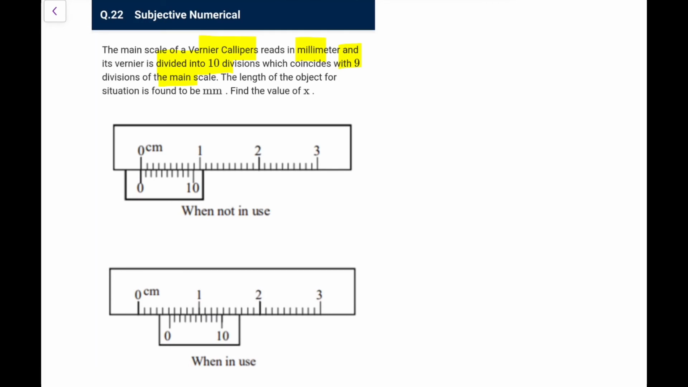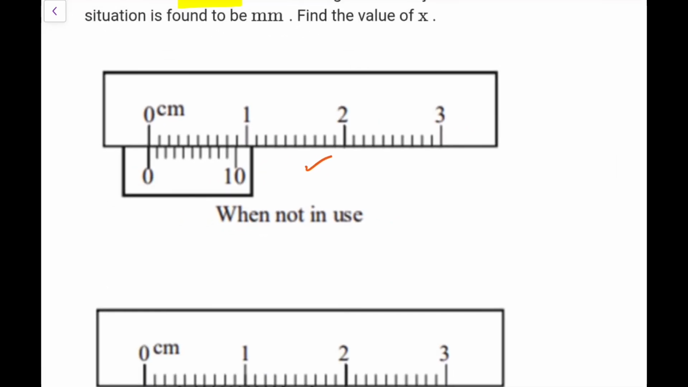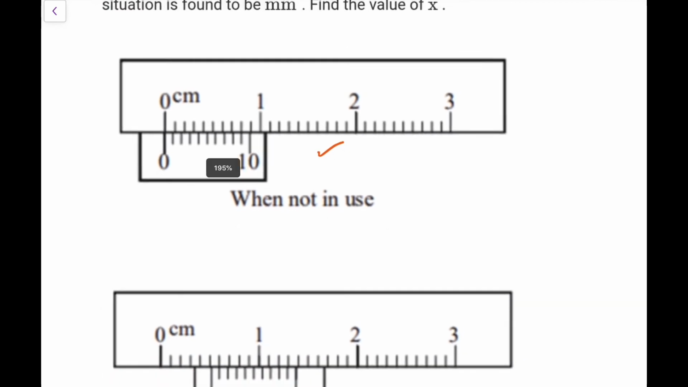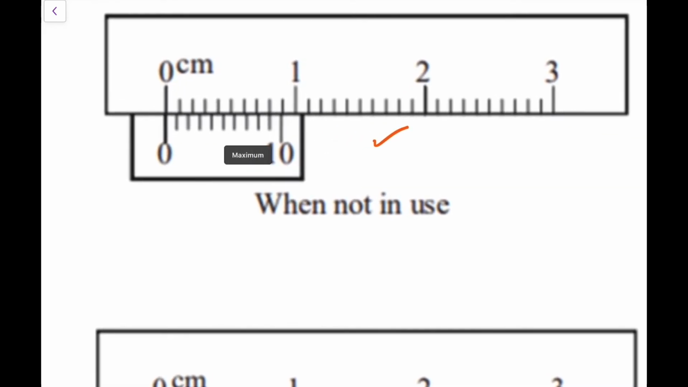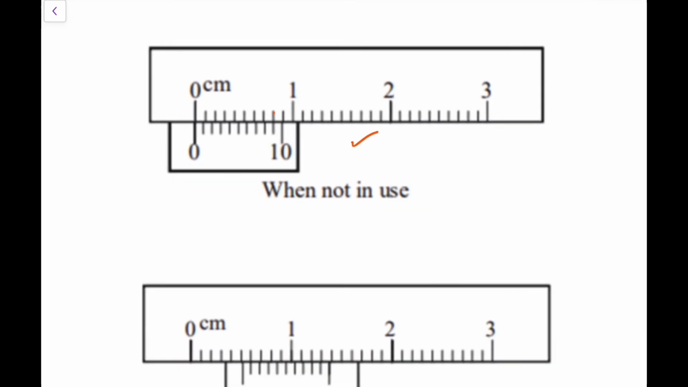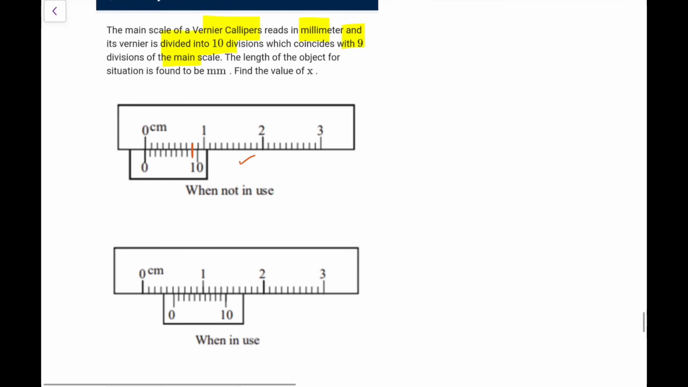Okay, first of all, this is not in use, so it clearly encompasses that I can see there is a zero error. There is slightly a zero error, there is an error. So this is a zero error here.